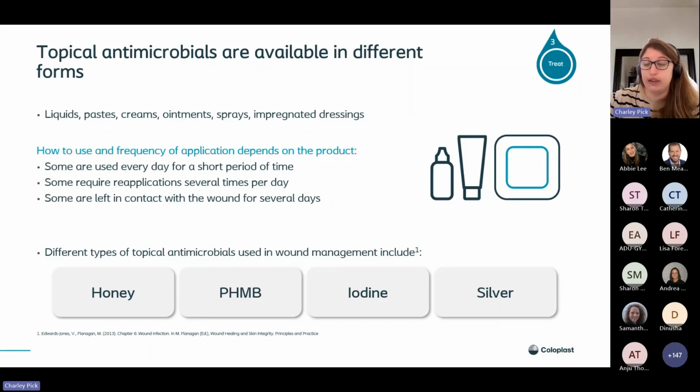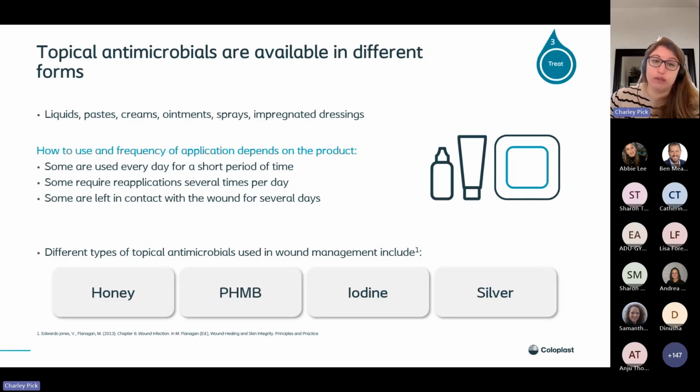Some are used every day for a short period of time. Some require reapplication several times a day. So if you're using ointments or creams, it could be that you need to apply that several times a day to that infected area. And some are left in contact with the wound for several days. So think about your antimicrobial dressings that contain silver, such as your Biatain Silicone Ag.